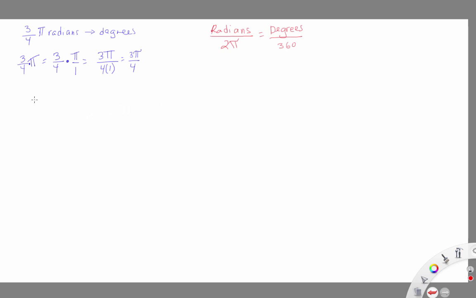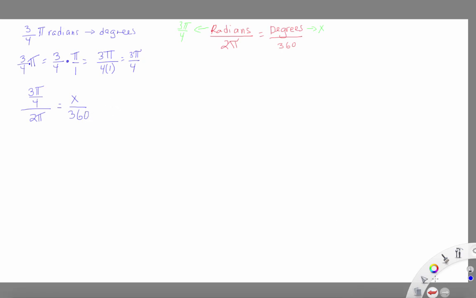And here, in this case, my radians are equal to 3 pi over 4. And the degrees, I really don't know them. I'm looking for them. So the degrees are equivalent to x. So here's what my proportion is going to look like. I'm going to write 3 pi over 4 divided by 2 pi is equal to x over 360 degrees.